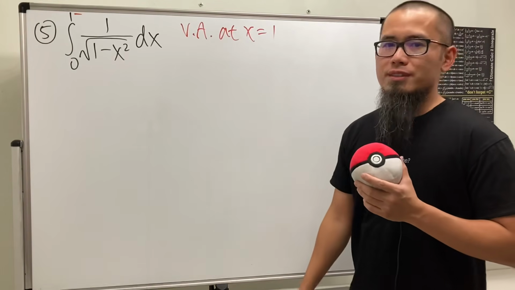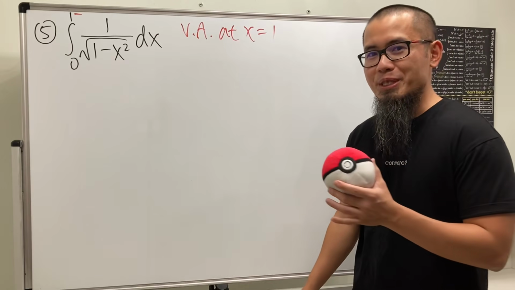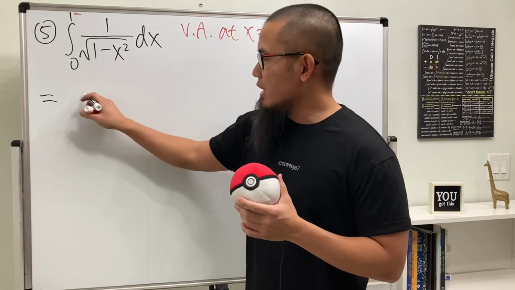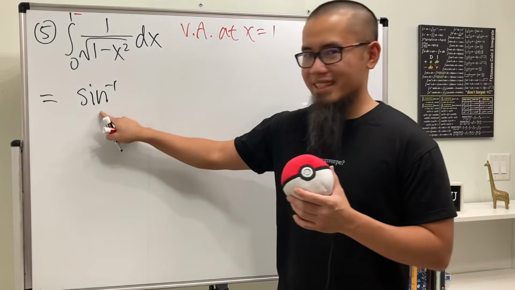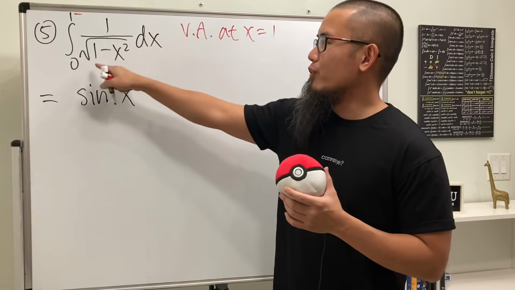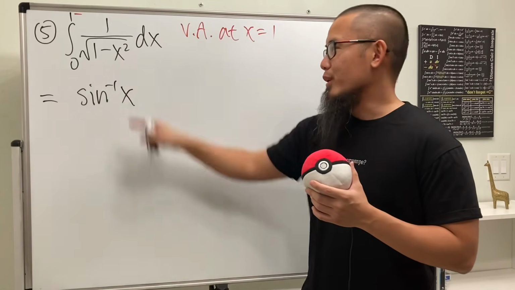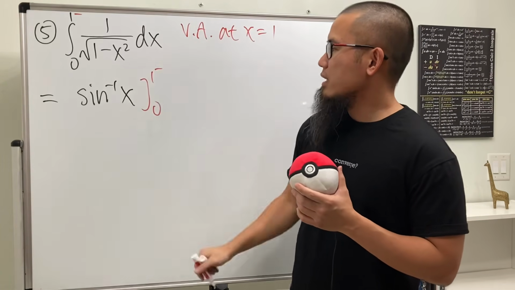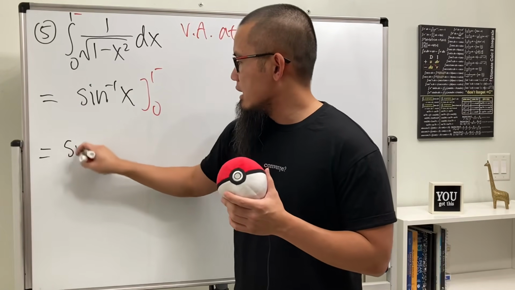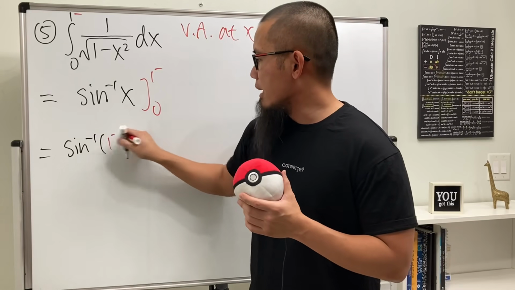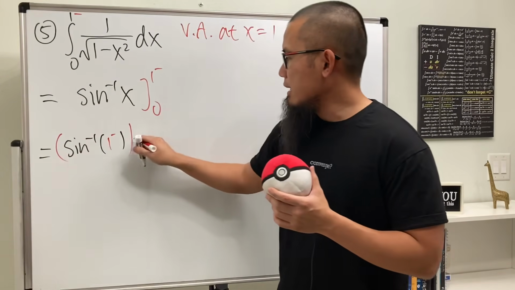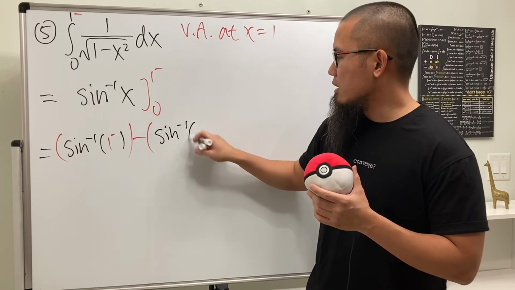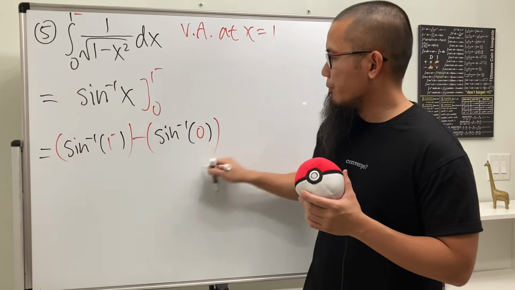What should we do to integrate this though? Well, all we have to do is just know our derivative really well, because the derivative of inverse sine of x will give us 1 over the square root of 1 minus x squared. So the integral of that is just this. All right, and then we go from 0 to 1 minus, and plugging, we get inverse sine of 1 minus, and then minus, plugging 0, we get inverse sine of 0, like this.